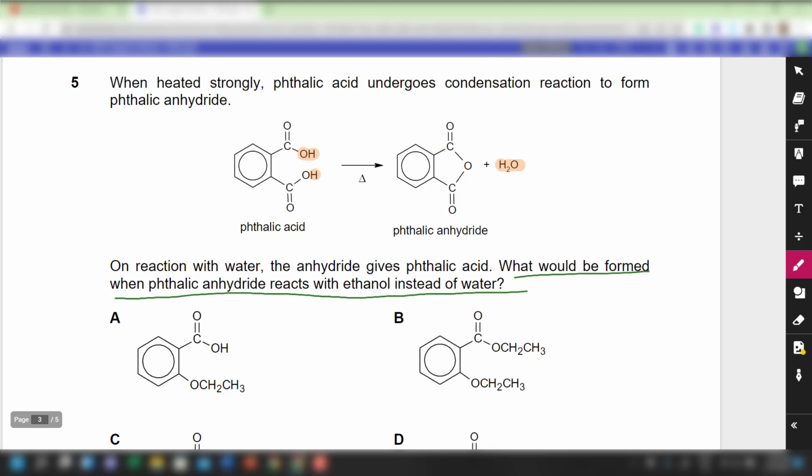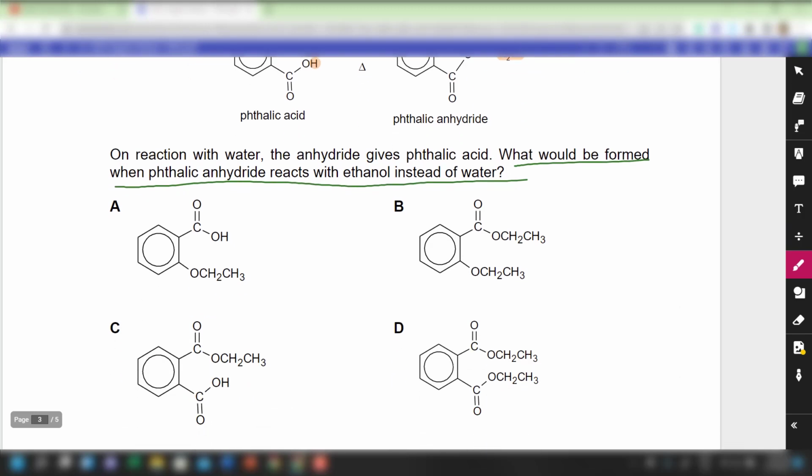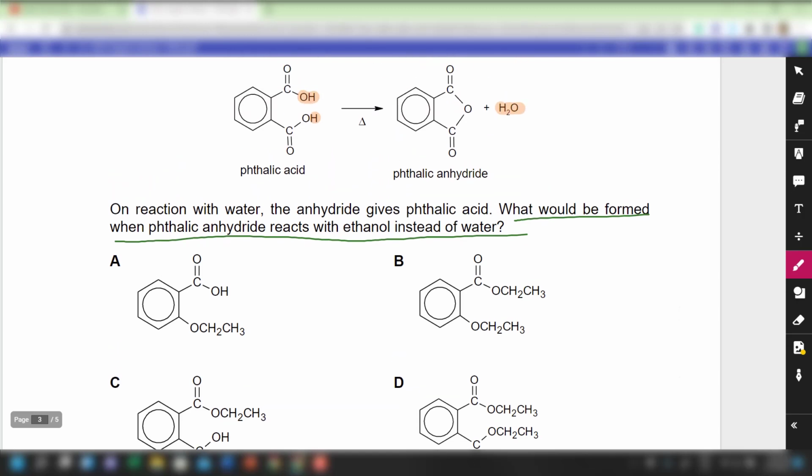This question is quite common because normally the incorrect answer chosen by students will be D. In most cases, students will think that D is the answer. But D is not the answer. You will not be able to get a diester.